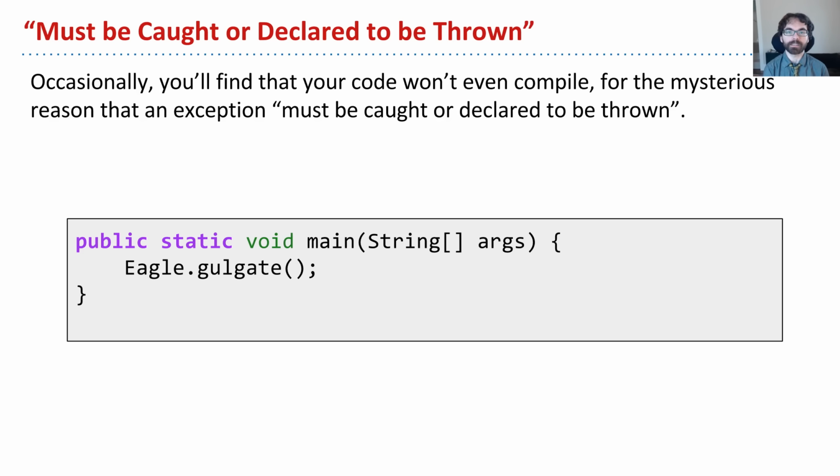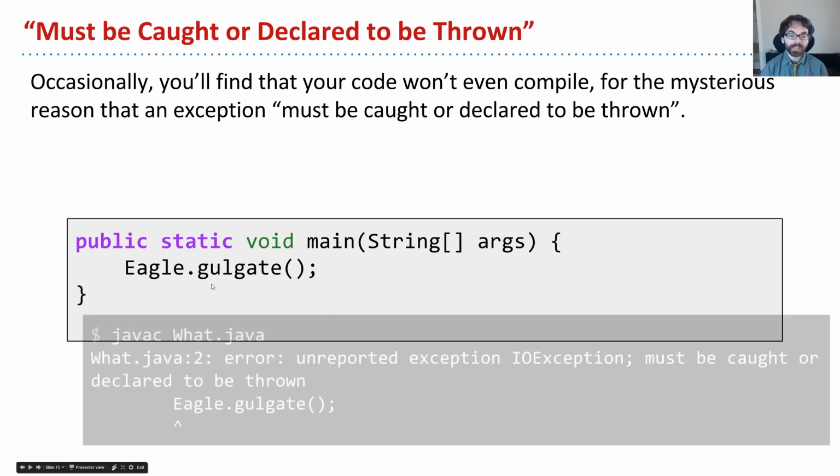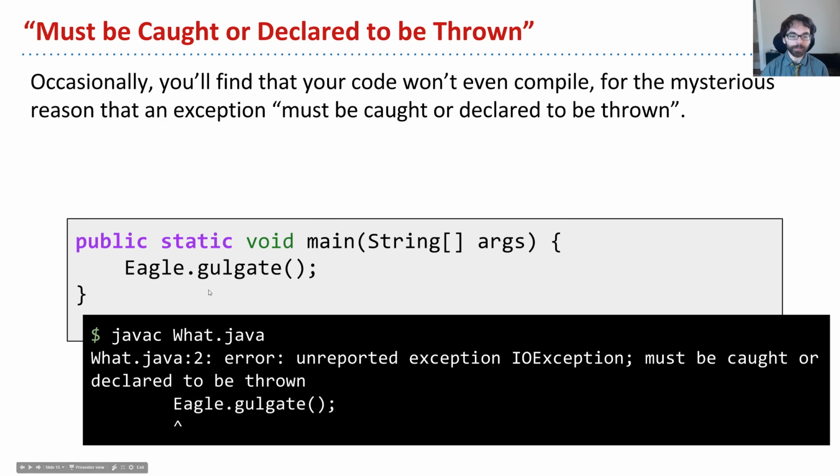The last thing I want to say about exceptions is to point out a little issue you're likely to run into at some point when using real library code. Occasionally, you'll write some innocent little method like this. I have a main method that calls the goalGate method of some Eagle class, but when I try to compile it, it yells at me and says, must be caught or declared to be thrown, some kind of unreported exception. So what we're going to do in the next few minutes is pick apart what's happening here exactly.